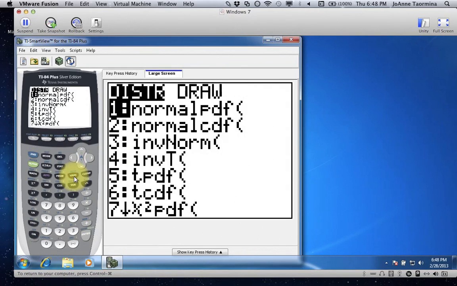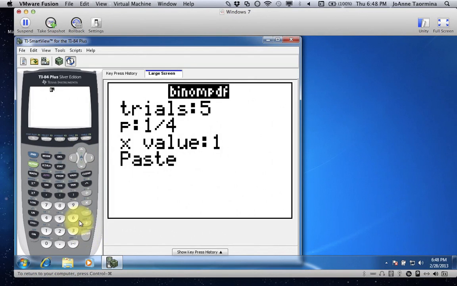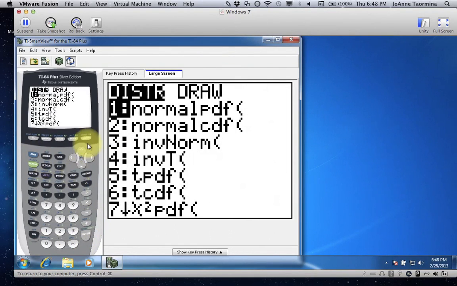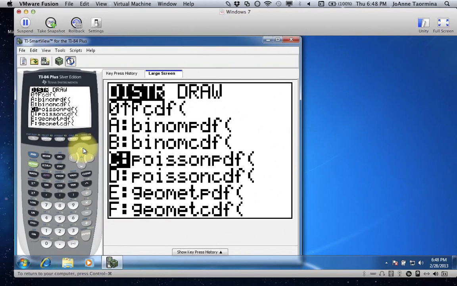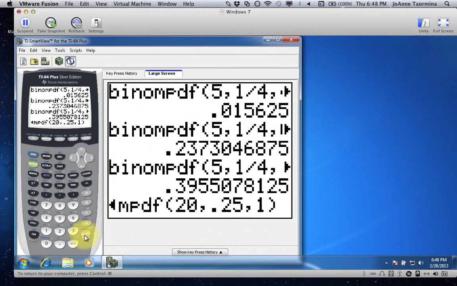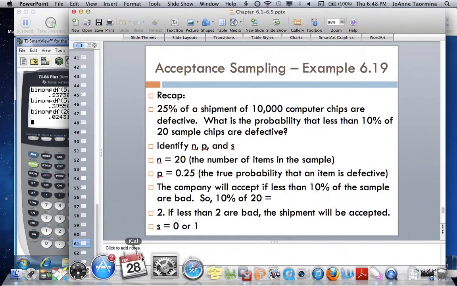Second, DISTR, binomPDF. We're sampling 20 chips. The probability that one is defective is 0.25, 25%. X value, the number of successes, we're going to first do 0, and then we're going to add a success of 1. Okay, enter, and we have 0.0243 when rounded to 4 decimal places.